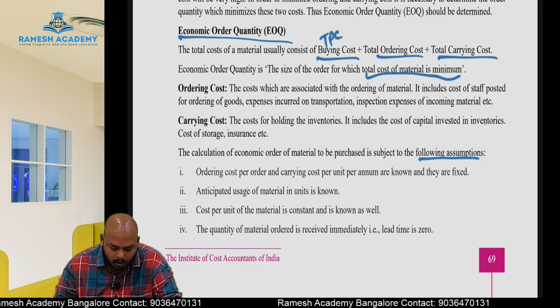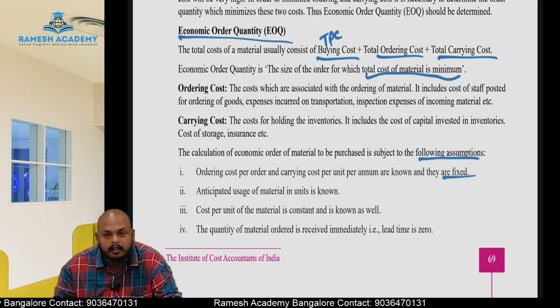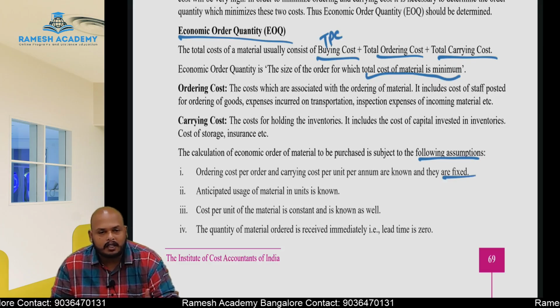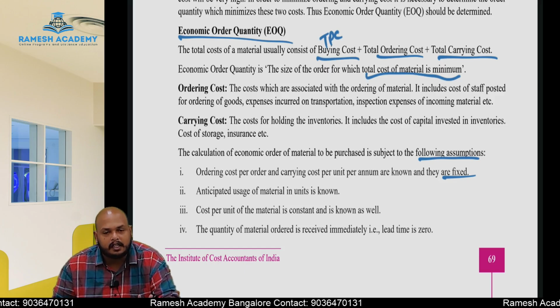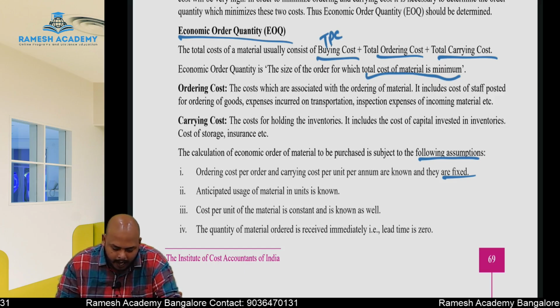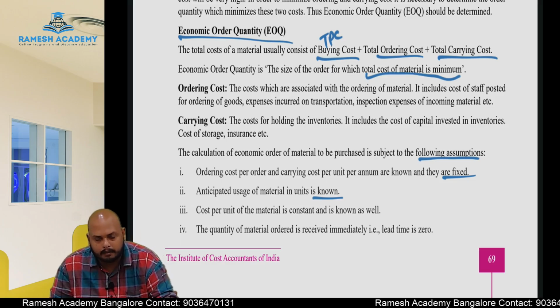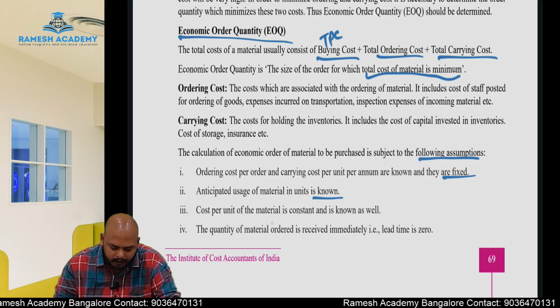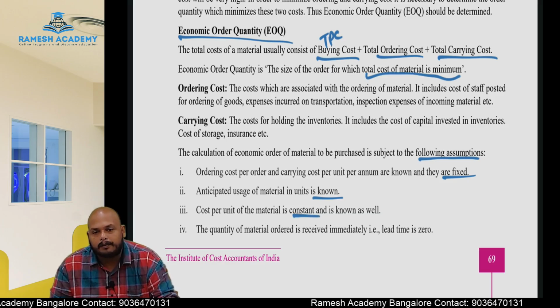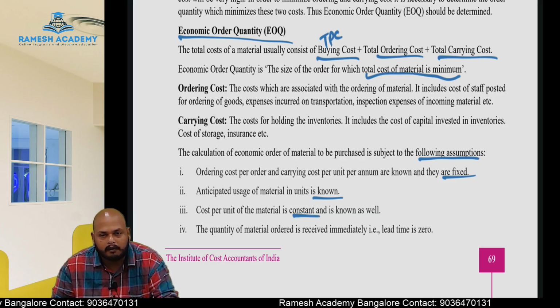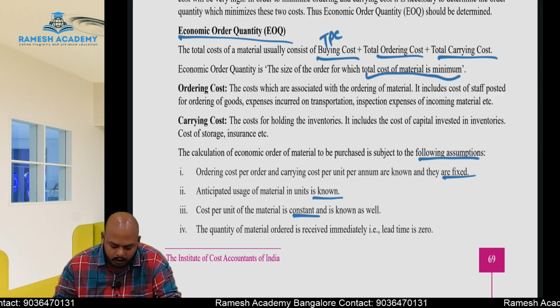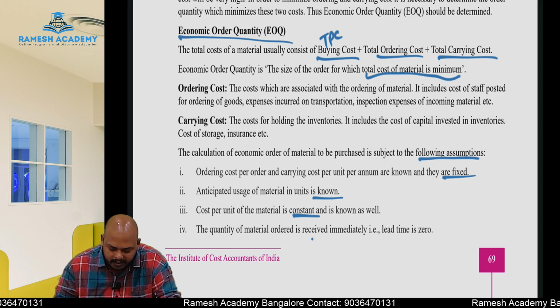Ordering cost per order and carrying cost per unit per annum are known, they are fixed. In the EOQ, ordering cost and carrying cost both should not change, they should remain constant or fixed. Anticipated usage of material is known, that is nothing but annual demand must be known. Cost per unit of the material is constant. The cost per unit or cost per kg, whatever we are purchasing, that raw material price should not change. The quantity of material ordered is received immediately.